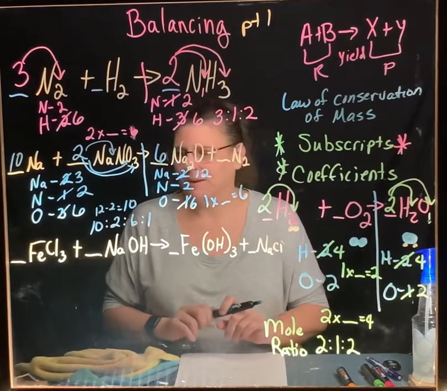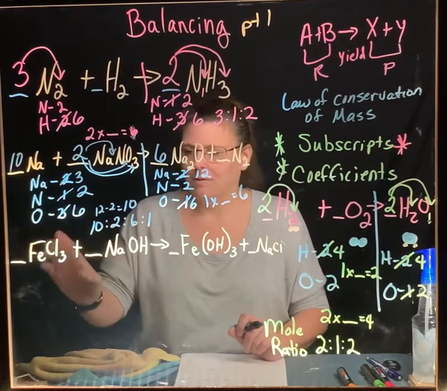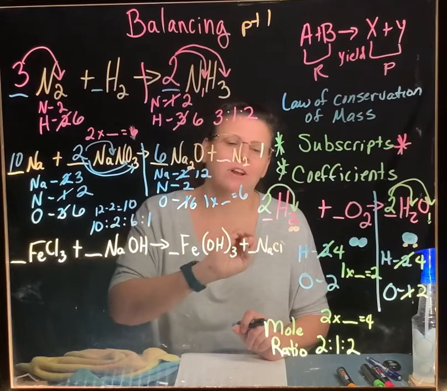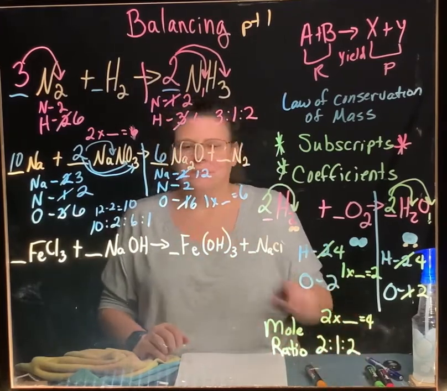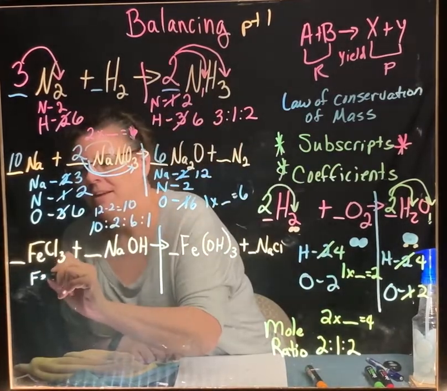I know this video is probably getting long, but we're going to do this last one real quick. We have iron chloride plus sodium hydroxide gives us iron hydroxide and sodium chloride. All right, step 1, divide it in half. Write down what you have. FeClNa.